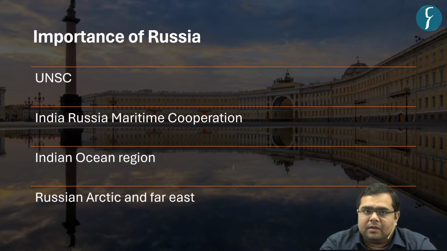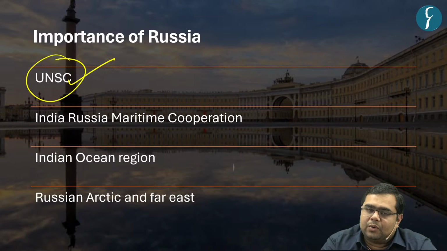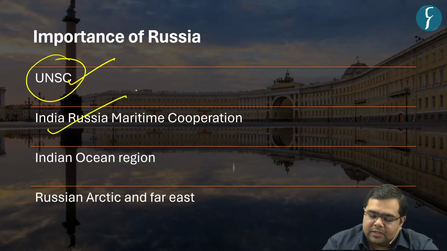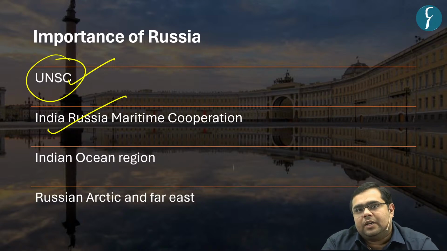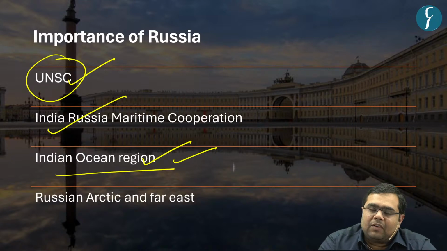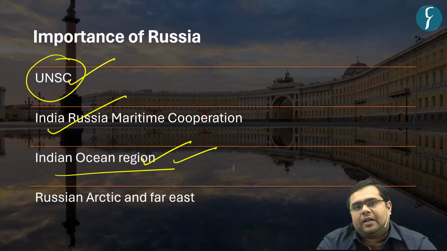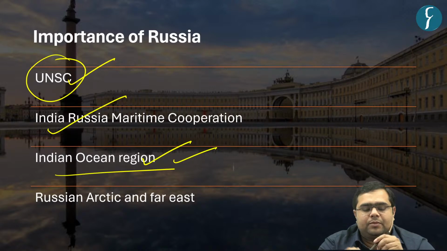What Russia can provide us is a say in the United Nations Security Council, right? Then what India can provide Russia is India-Russia maritime cooperation. On similar lines to the Sagar initiative, we can invite the Russians to explore the Indian Ocean region. And then from India's standpoint, the Russian Arctic and Far East have strong potential with respect to minerals and gems, right?